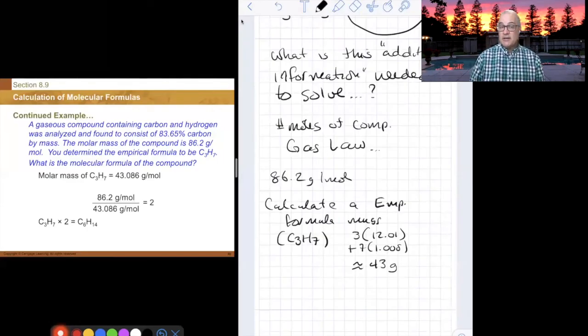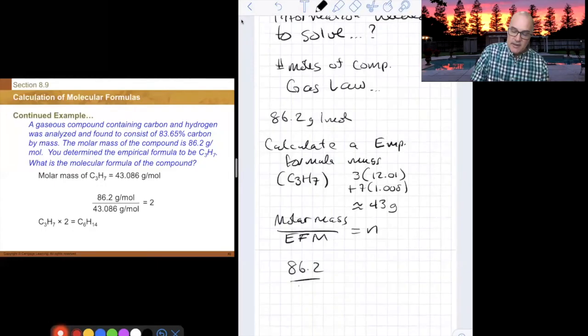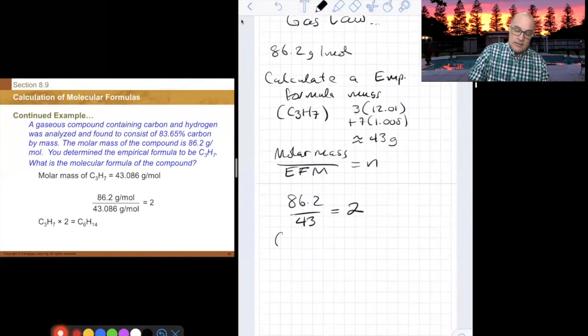In other words, usually getting it without any decimal places at all is good enough to tell us what the n is. The idea here is the molar mass divided by this empirical formula mass is going to give us our n, right? And in this case, it's 86.2 divided by this 43, which is 2, right? Usually, again, we don't have to calculate this exactly. We can usually see what the factor is, right? Then we're going to take C3H7 times 2 equals C6H14.